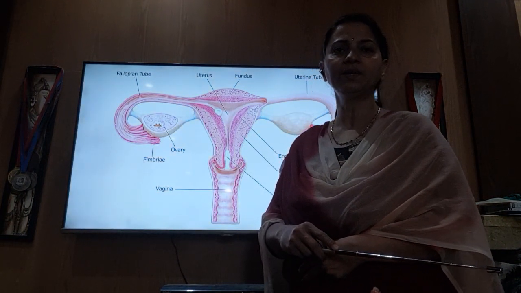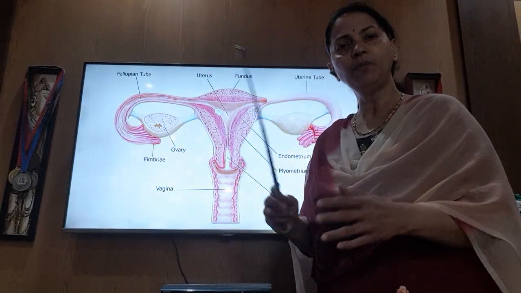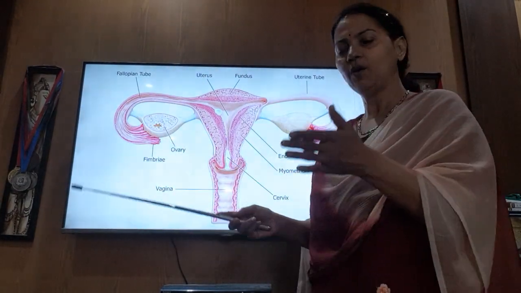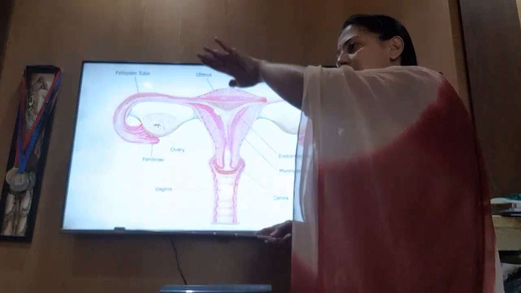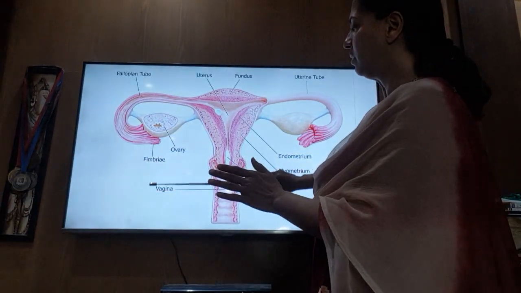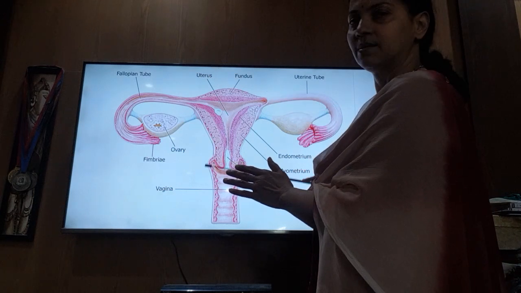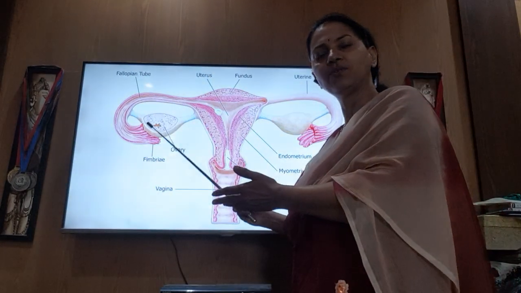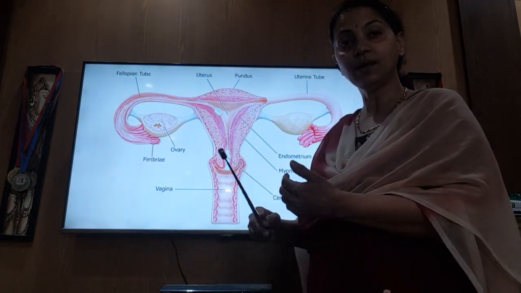So broad ligament is nothing but a large fold of peritoneum which is covering like a curtain all these structures that we are seeing here. It is just covering it like this. Understand? So everything which is coming inside is the content.